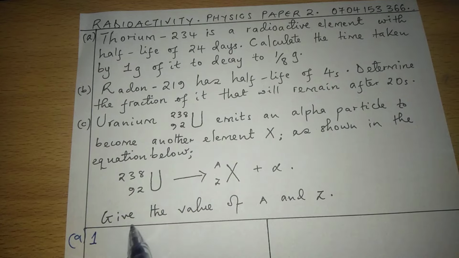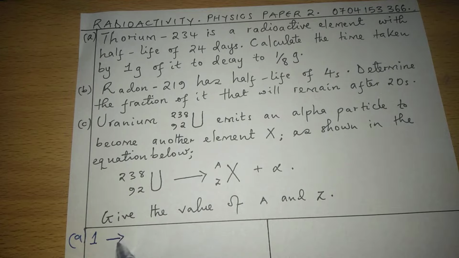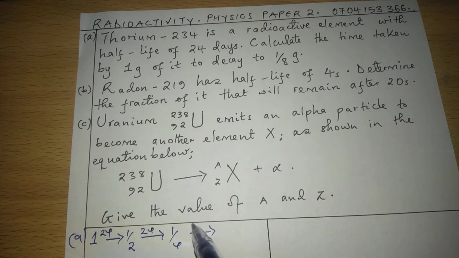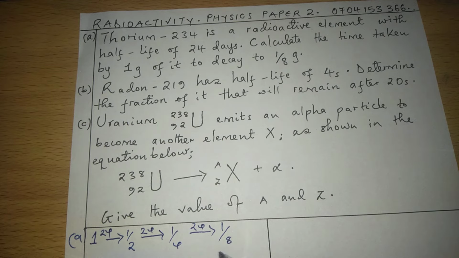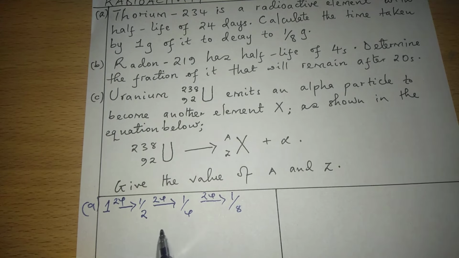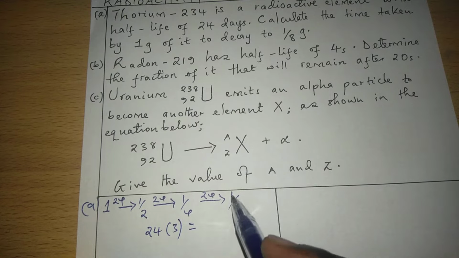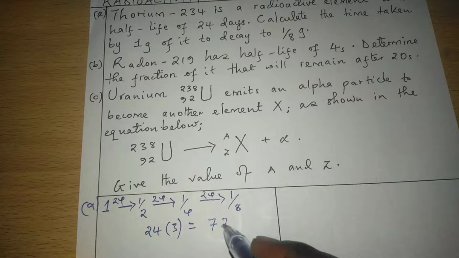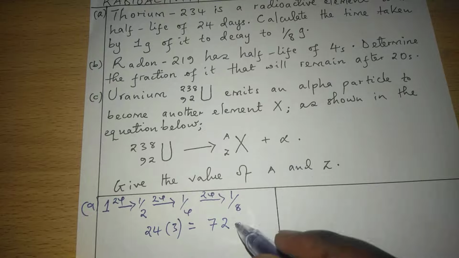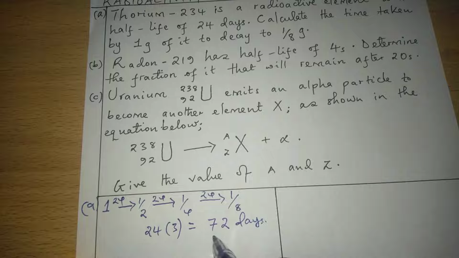Then because our half-life is 24 days, after 24 days it becomes a half, and after another 24 days it becomes a quarter, and after another 24 days it becomes 1 out of 8. Therefore, you realize the time taken for this series to take place is 24 three times, and this means 72 days. This is the time taken.